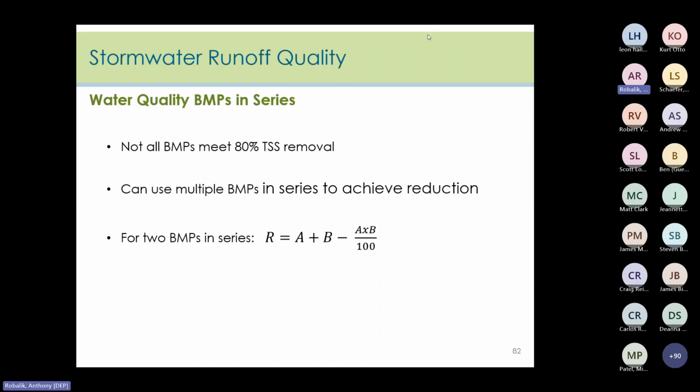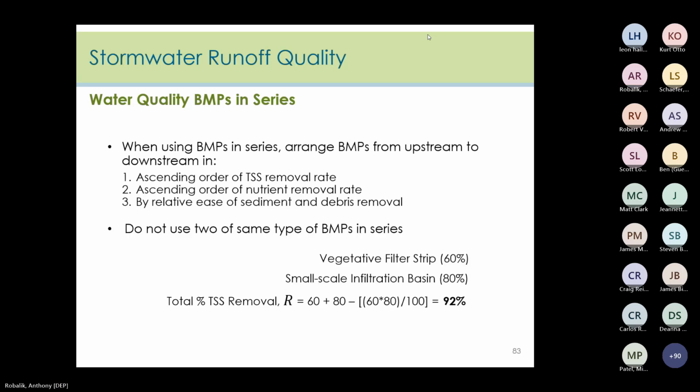But as seen in that table, not every BMP is rated for 80% TSS removal. Sometimes a series of BMPs are used to meet the 80% TSS removal requirement, or the more stringent 95% rate for projects discharging within a riparian zone. And when that's the case, and you need to use a combination of BMPs, justification for the placement order is needed, and that's according to the hierarchy seen here.